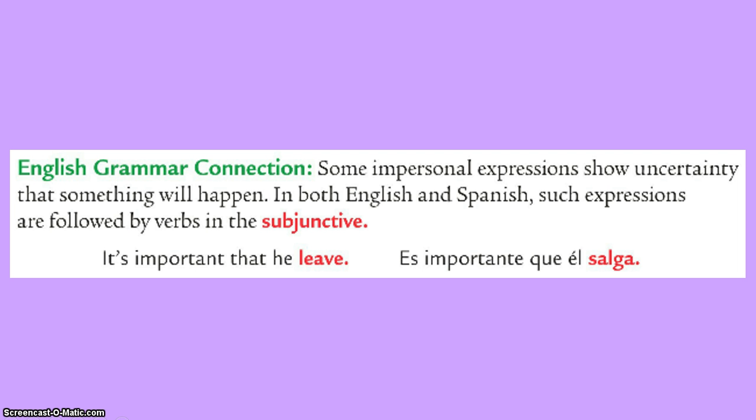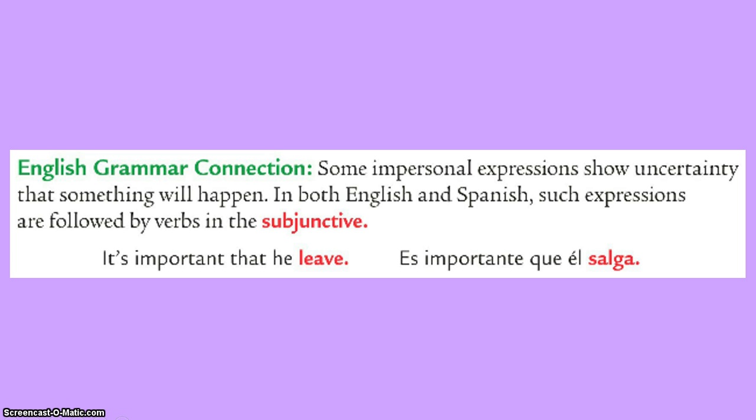So let's start off talking about the subjunctive tense in English first. Some impersonal expressions show uncertainty that something will happen. So whenever we are uncertain something will happen in both English and Spanish, such expressions are followed by verbs in the subjunctive. Here's an example of the subjunctive in English. It's important that he leave.